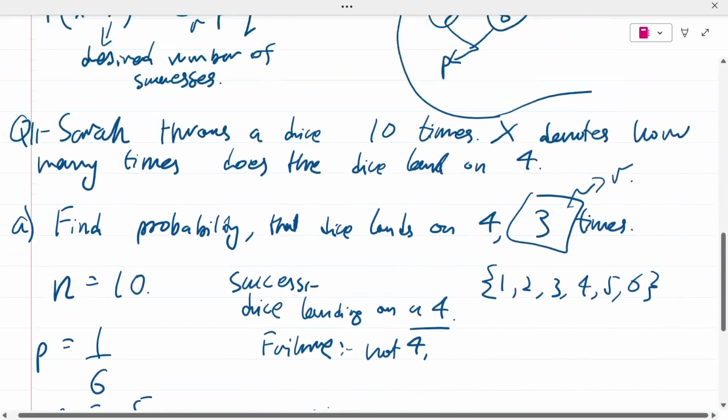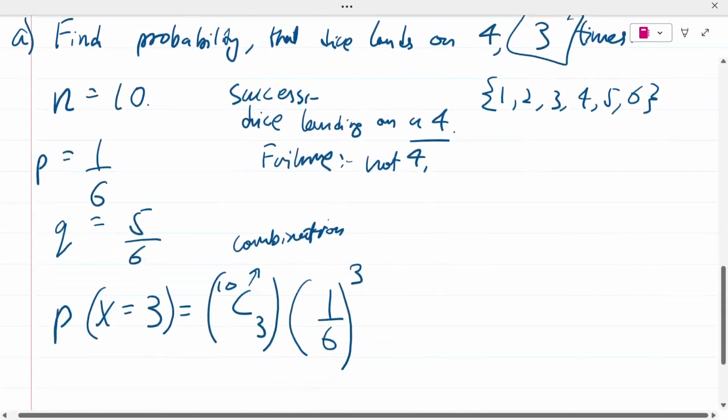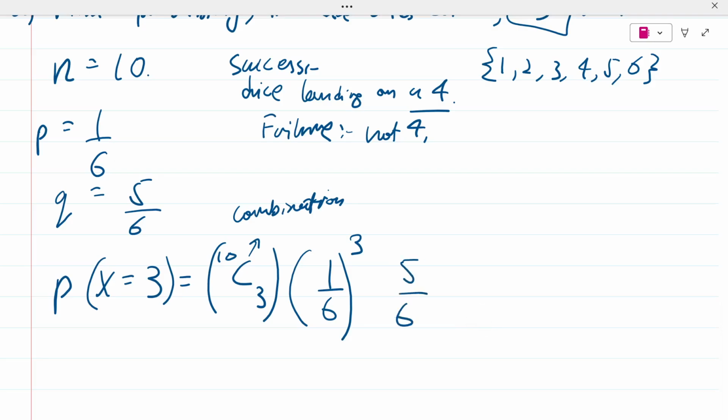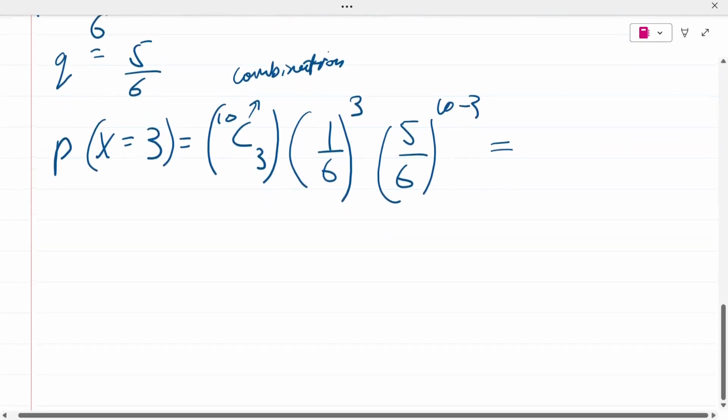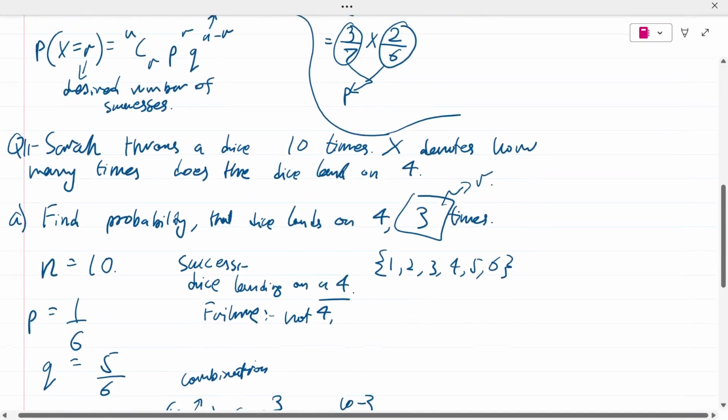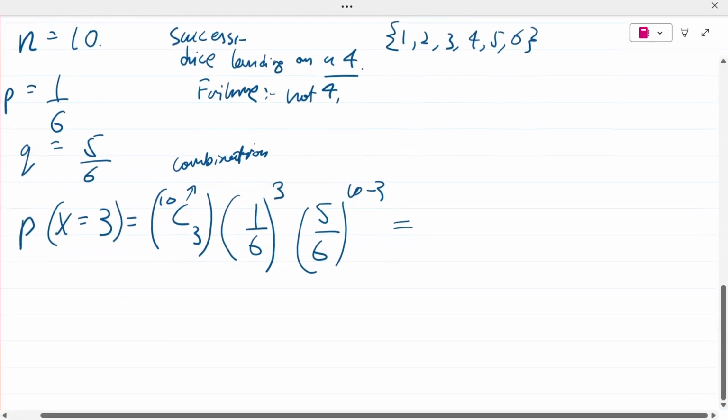That would be 3, and then 5 over 6, which is Q, to the power of N minus R, 10 minus 3, right? This shall be your answer. Again, I don't have my calculator on me. I would have calculated it right here for you, but I'm not going to do it. Why? Because I want you to do it yourself.